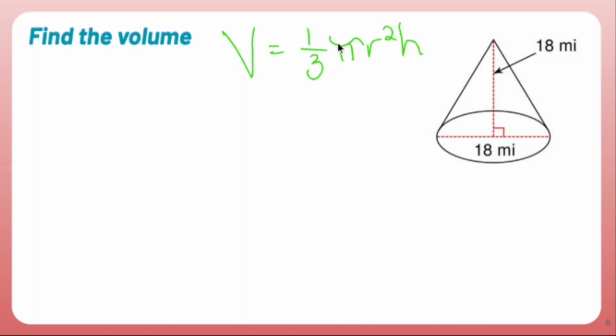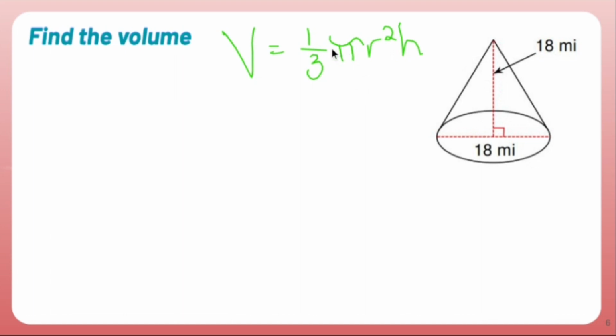Now, if you're looking at this, by the way, and you're like, wow, that's awfully the same as a cylinder. It is, because a cone is a cylinder with a bunch of sides hacked off. That's why it's 1/3 pi r squared h. It literally would take you 3 of these to fill up a cylinder of the same exact dimensions. That's for a different day.